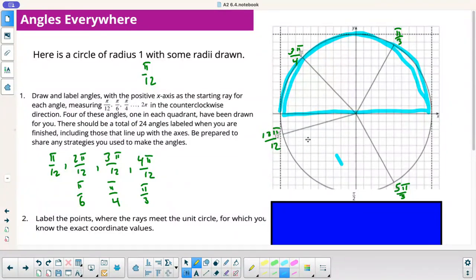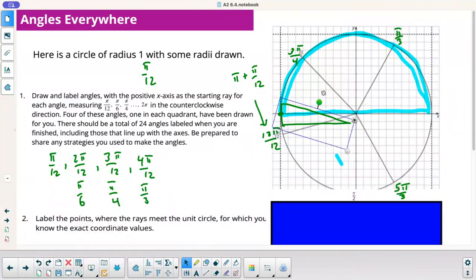Now, how do you know how big to make them? Well, if you look here, this is 13 pi over 12. So if you look at this angle right here, it's really saying 1 pi would be to get to this point, plus another pi over 12 would give me 13 pi over 12. So really this angle is kind of like this slice right here. I'll color it in here in green. This slice is basically the same slice that you're going to have for all the way around.